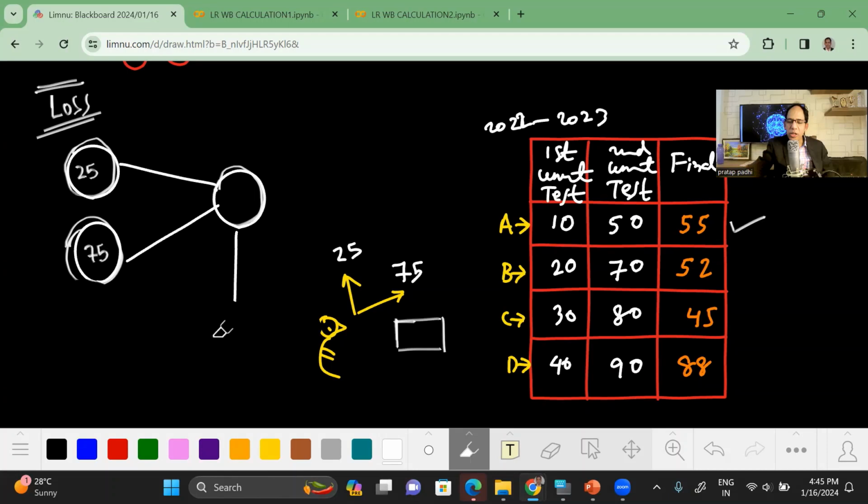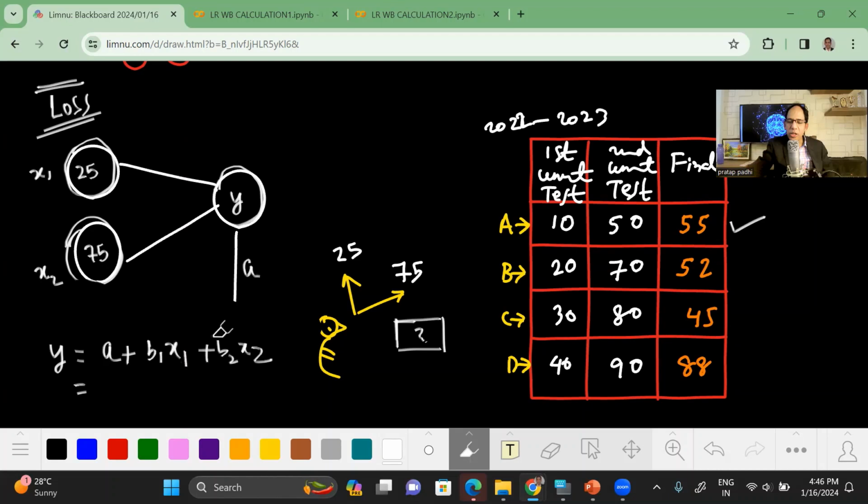Whatever I get, I have to accept, and this will be our prediction. To get this output, suppose it is y, and this is x1 and this is x2, then y is equal to a plus b1 x1 plus b2 x2.